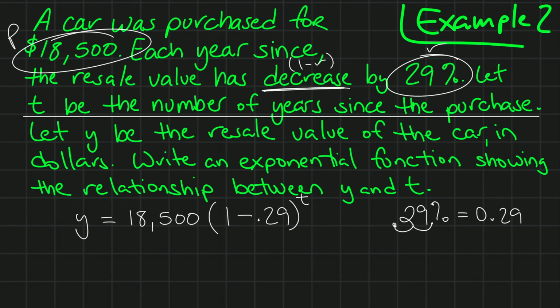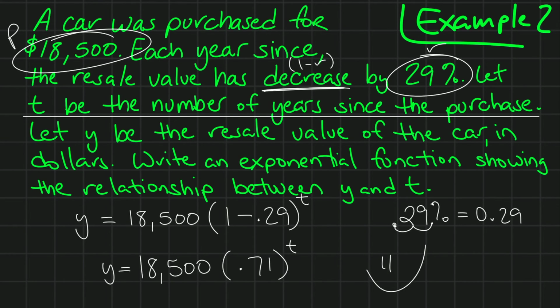We could also rewrite that as Y is equal to 18,500 times 1 minus 0.29, which is 0.71, raised to the T power. And that's it.